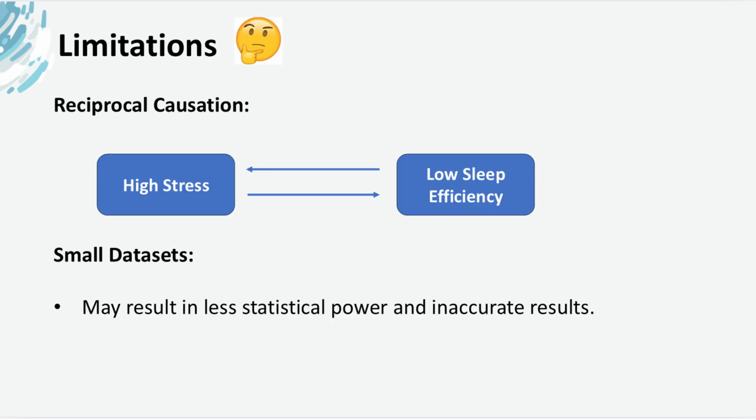However, our analysis has some limitations. For example, when analyzing the relations for factors like stress, reciprocal causation appears. High stress causes low sleep efficiency and the same backwards. We don't really know which is the reason for which. And the small data sets that we use may result in less statistical power and inaccurate results.